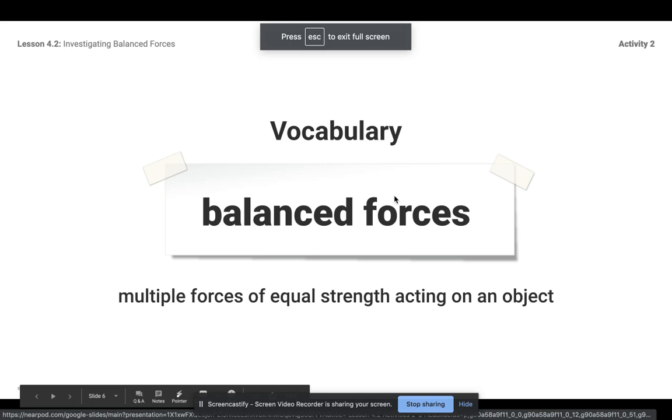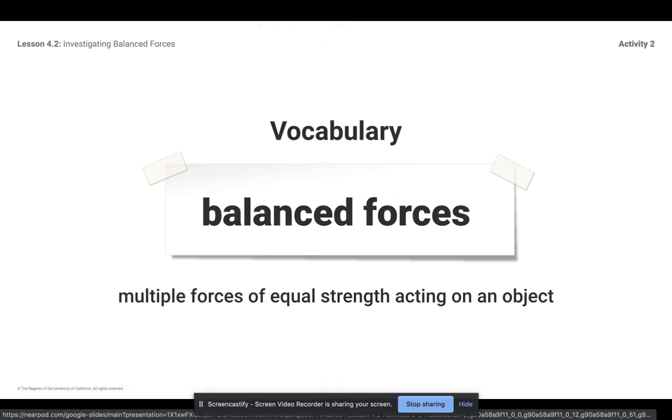What I just asked you was, what did the book call forces that kept an object from moving? If you click balance forces, you are correct. Balance forces are when multiple forces of equal strength are acting on an object. So, what does it mean for two forces to be balanced? What does it mean for two forces on an object to be balanced?